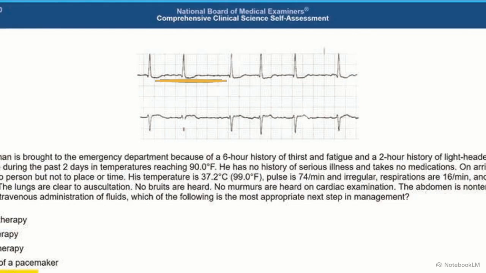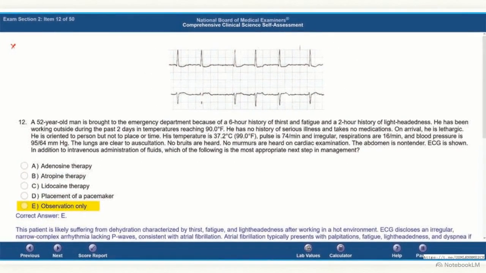Look at this ECG tracing. It shows an irregular, narrow complex arrhythmia lacking P waves. This is atrial fibrillation with a rapid ventricular response, compounding the existing shock and causing blood pressure to collapse.